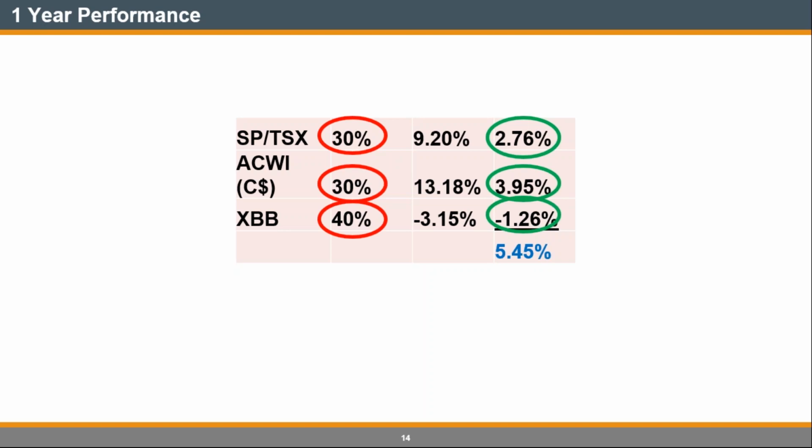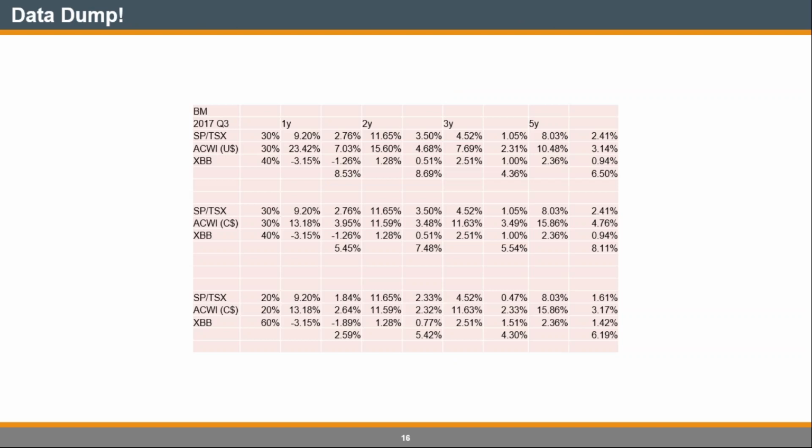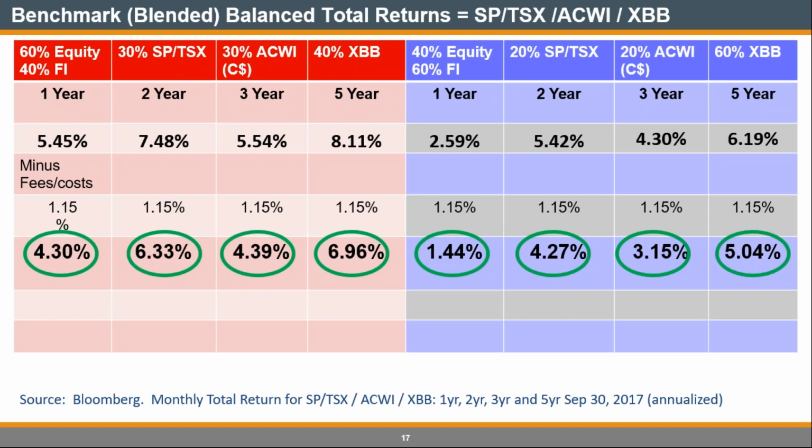So all totaled up, we get a 5.45%, and that's the blended 1 year benchmark return. And then, of course, because we want to compare apples to apples, we want to reduce it by the fees that would be in your portfolio. And so your portfolio that you will see is net of fees in your summary. So here we have all the data that we put together, and that ultimately goes into this matrix.